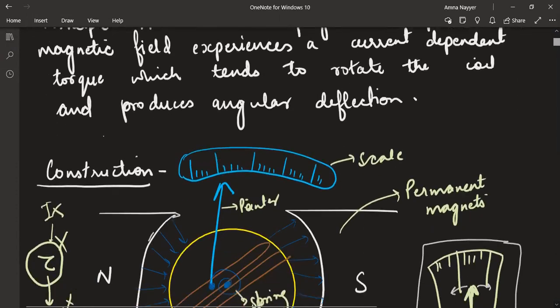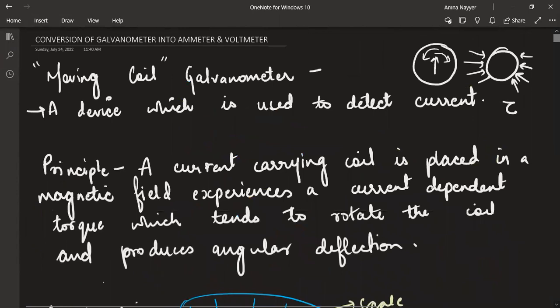Galvanometer into ammeter. Before that, you have the concept of moving coil galvanometer. It's a device which is used to detect current. So if you have connected a galvanometer in your circuit and the current is flowing, there will be a deflection shown in the galvanometer. So what is the principle behind it?